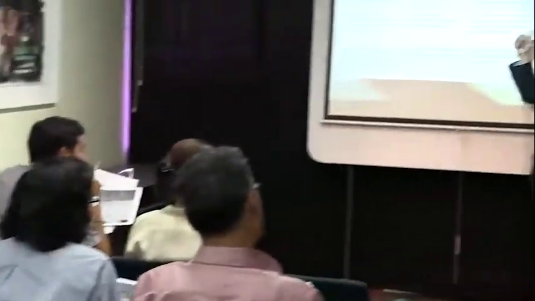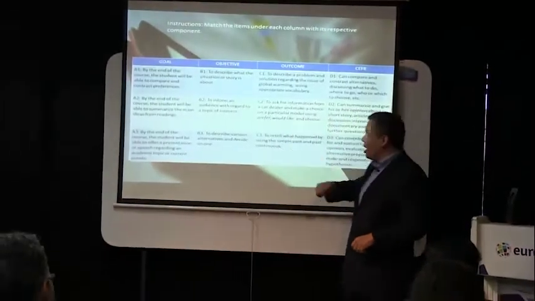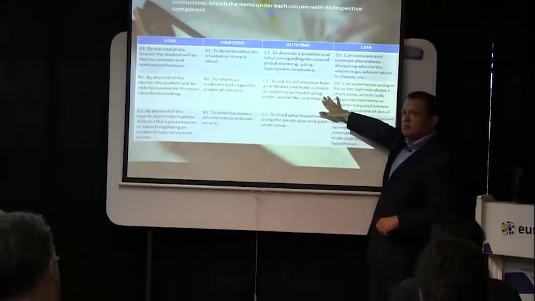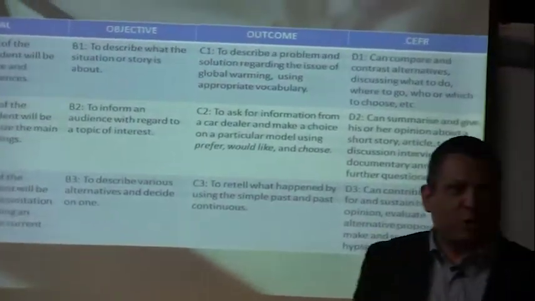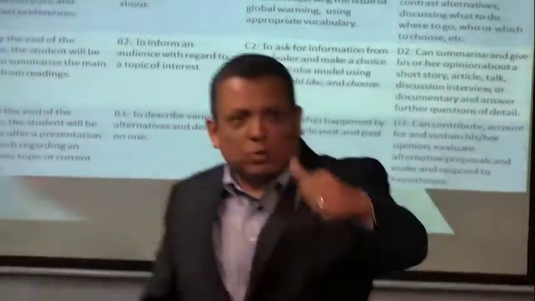So we have A1: by the end of the course, etc., to describe various alternatives. What comes next? Don't listen to these guys. They might be wrong. Yeah, you got C2? All right, C2, let's take a look. To ask for information from a car dealer and make a choice. That sounds right. Good job. What's next? D1 can compare and contrast. Very good. Okay, Charles, why don't you start with the next one?